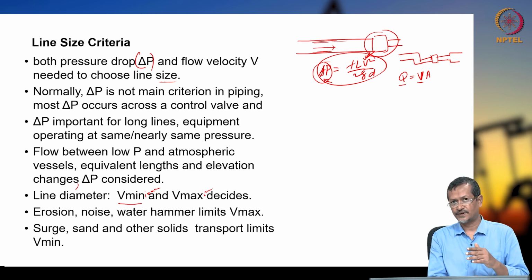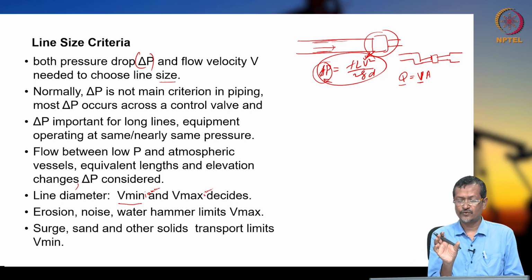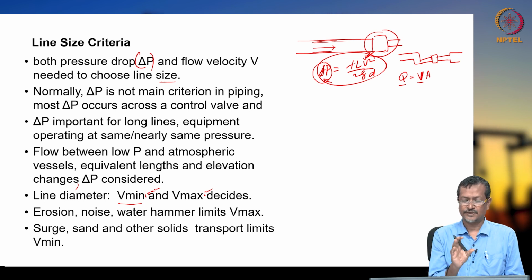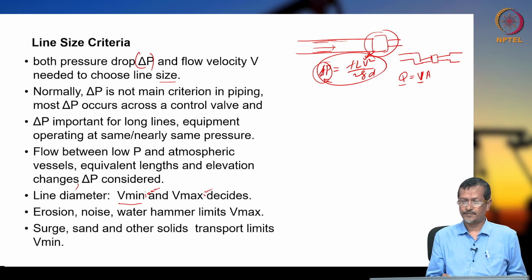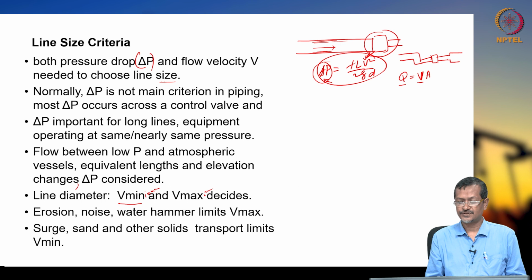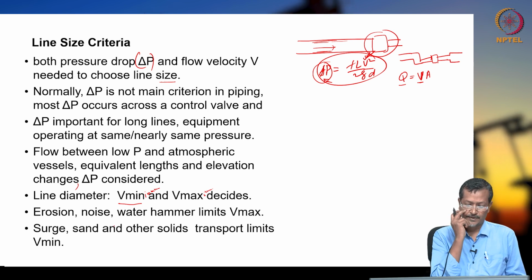But if you are increasing flow velocity to a very high rate, then a pressure drop will be there. Then you have to optimize what your optimal pressure drop or optimal size will be, so that you can use your pipe or high pressure pipeline safely, and it will give long term efficient transportation. Erosion, noise, water hammer limit Vmax.